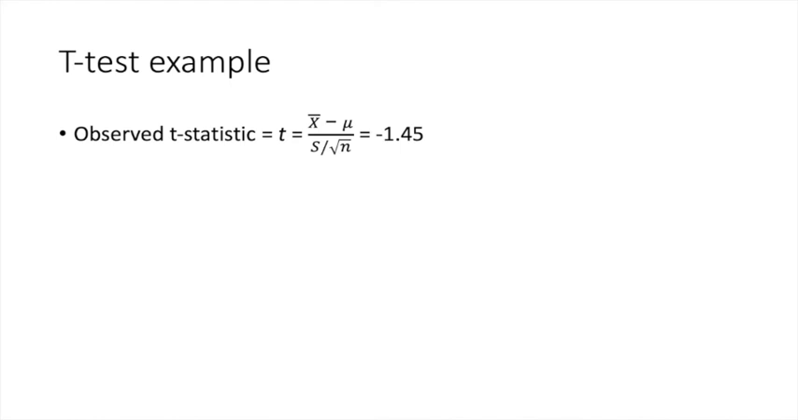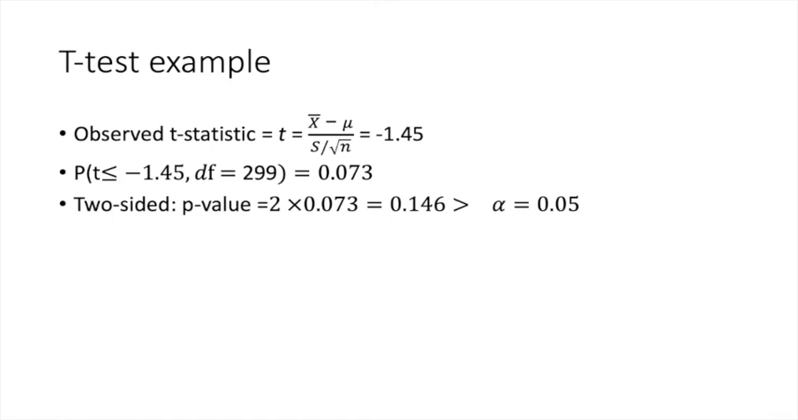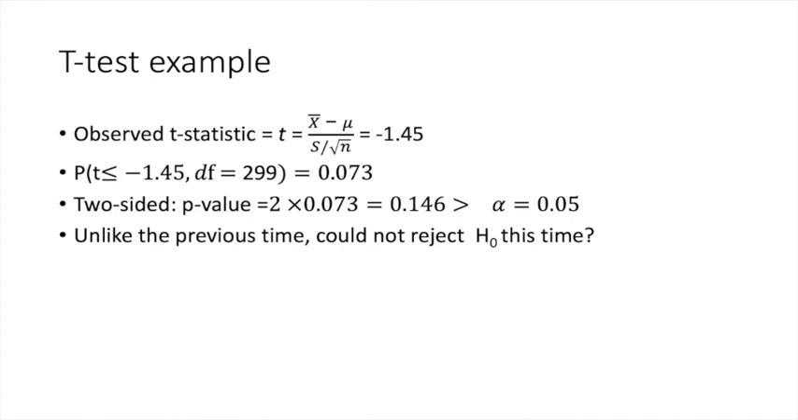As we substitute the values as before, we get a t-statistic of minus 1.45. If we compute its p-value for the given degree of freedom, it is 0.073. Because it is a two-sided test, we double the p-value and it turns out to be 0.146, which is clearly greater than the significance level of 0.05. Hence, the null hypothesis cannot be rejected this time around, unlike the last time with the z-test. The difference is not simply the t-test, but also the fact that this time the sample size of 300 is much smaller than the previous sample size of 3000.